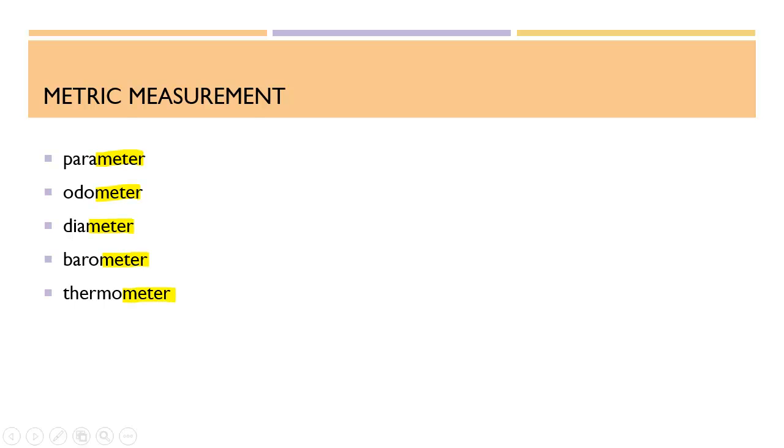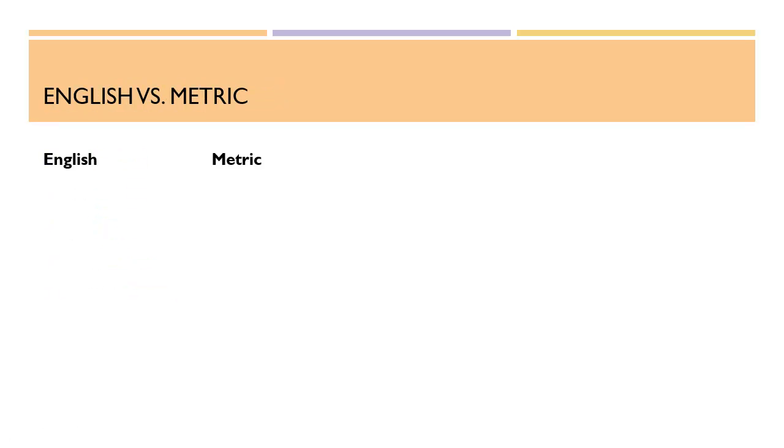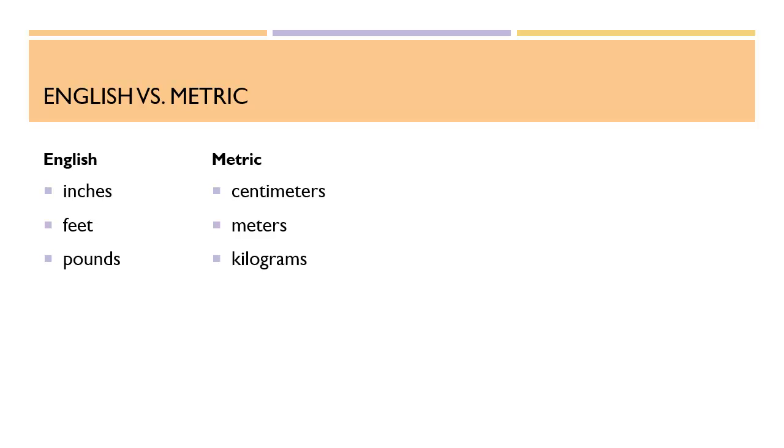Next, we're going to compare some of the measurements made in the English system to those made in the metric system. So for example, we measure inches in America. In other countries, they measure length using a centimeter. We measure with feet, they measure with meters. We use pounds, they use kilograms. We use ounces, they use grams. We use gallons, they use liters. And we use miles as our primary length measurement when we're driving in a car. They use kilometers.